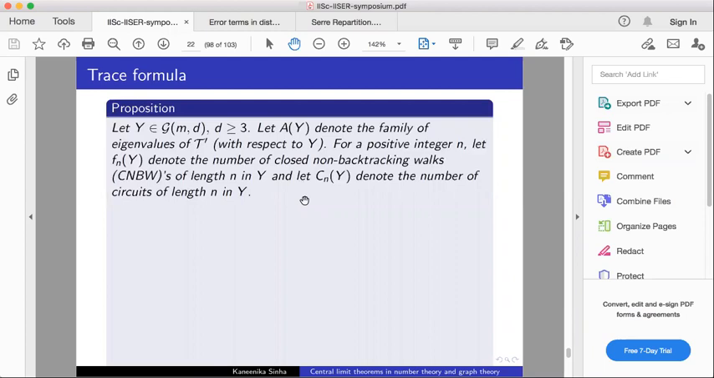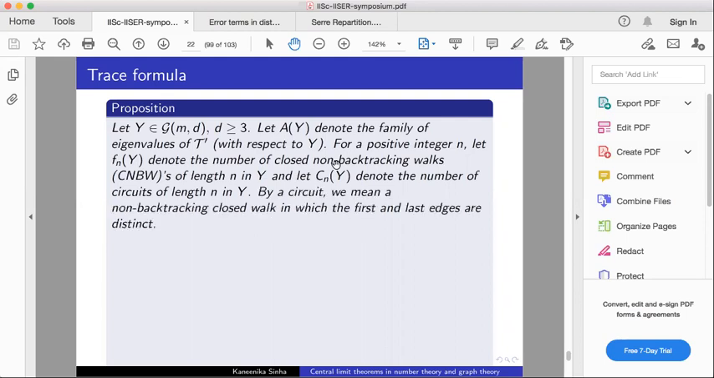Just like in the case of modular cusp forms, where the main tool was the Eichler-Selberg trace formula, here we have a formula for the trace of the eigenvalues of these normalized adjacency matrices. And it turns out the traces here can be expressed in terms of very explicit quantities related to the families of graphs that you are taking. So given a graph Y, let f_n of Y denote the number of closed non-backtracking walks of length n in Y, and let c_n denote the number of those non-backtracking closed walks in which additionally the first and last edges are distinct.